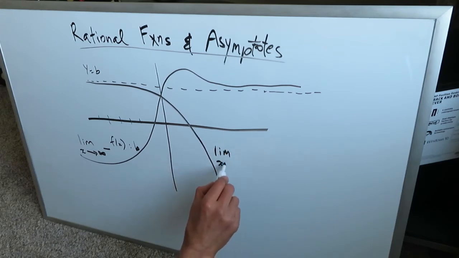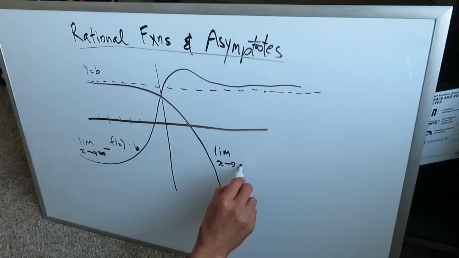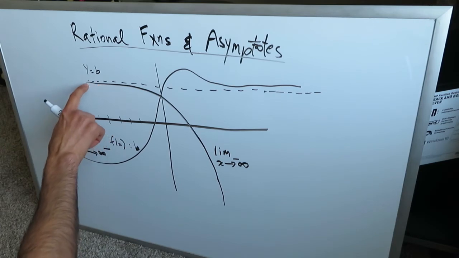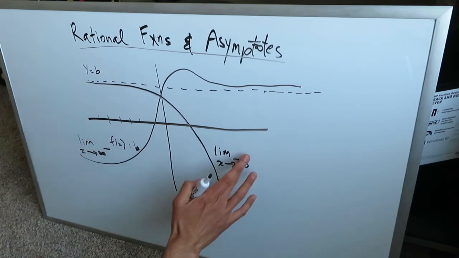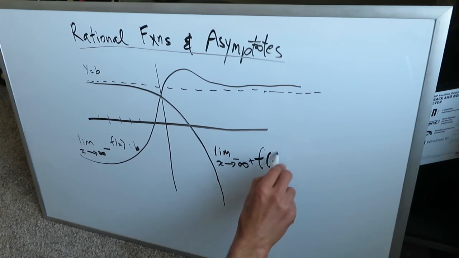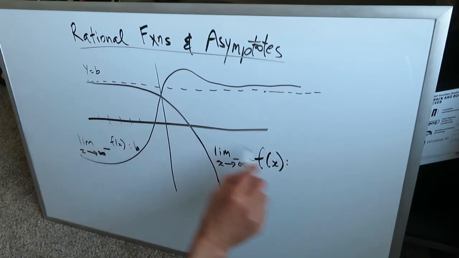Limit, again, x is approaching not a, not b, but it's approaching infinity. But it's approaching minus infinity over here. Look at this, it's going in the direction of minus infinity. As x is approaching minus infinity, but from the right side, what happens to our function, f of x? Where does it approach? It still approaches b.